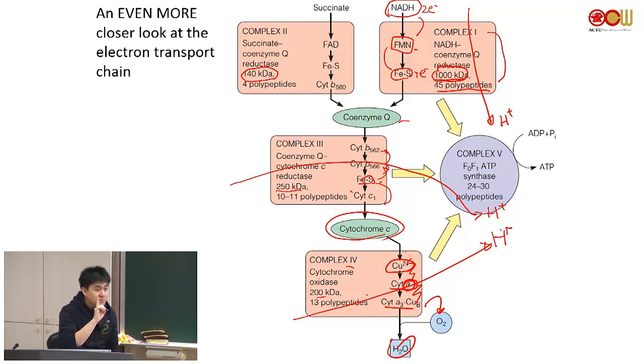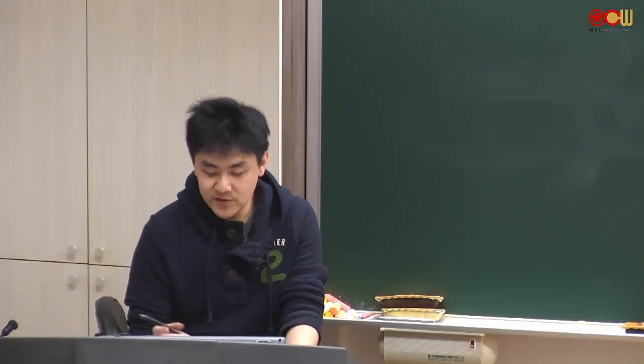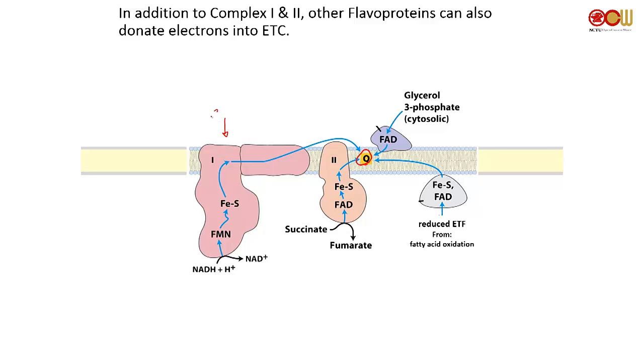Make a note, complex 2 does not pump protons into the intermembrane space. Complex 1 does, complex 3 does, complex 4 does, complex 2 does not. This is a very important feature. It will allow us to discuss why FADH2 can generate less energy than NADH. So here we look at Q. This guy is complex 1.